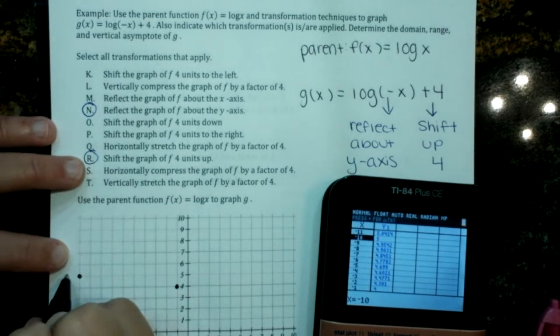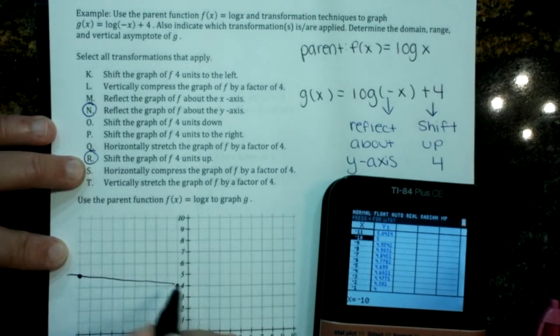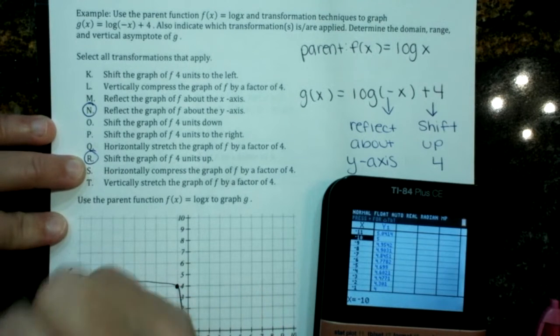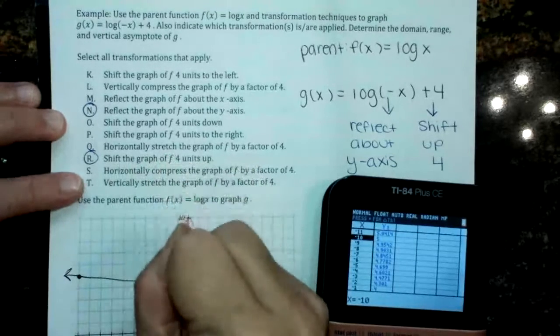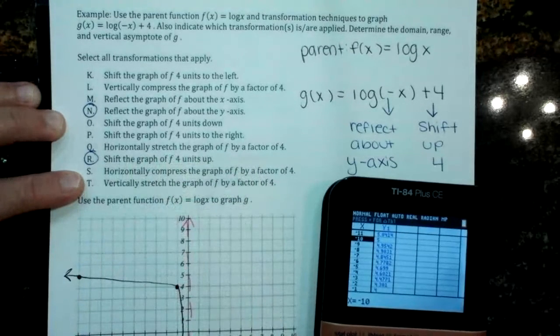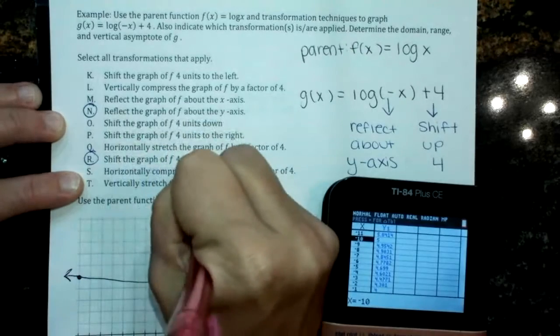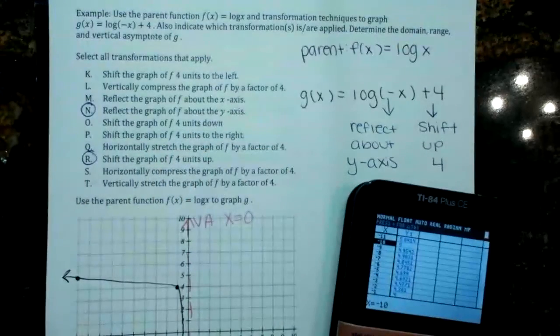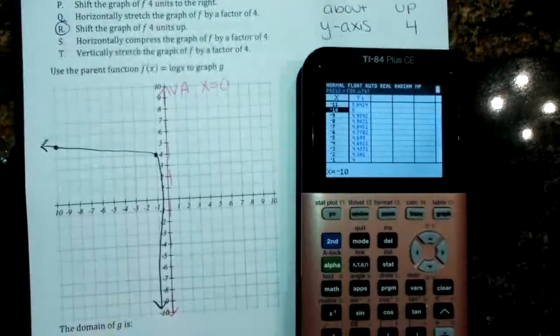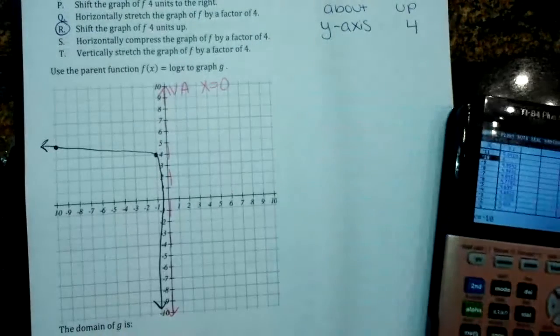All right, so connecting the dots. Not very good at drawing, but we kind of can get the point. Remember, there's a vertical asymptote. It's going to get super, super close to this y-axis, but it's not going to touch it. So a vertical asymptote at x equals 0. Flipping it over the y-axis, shifting it up doesn't affect that vertical asymptote, so we're good to go.